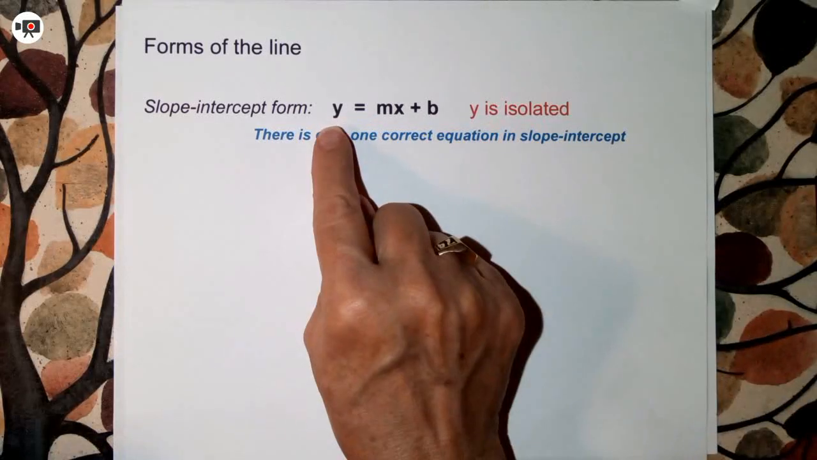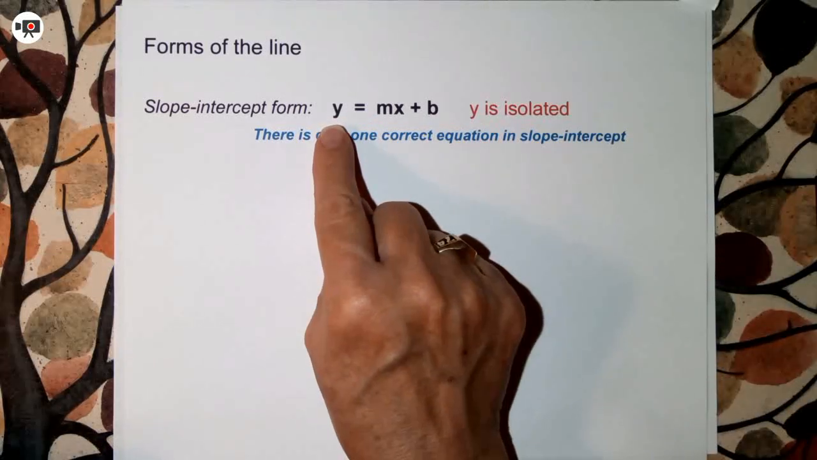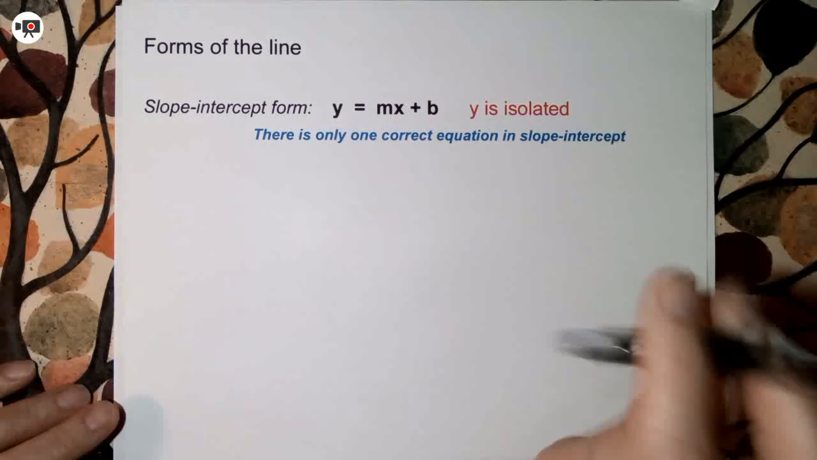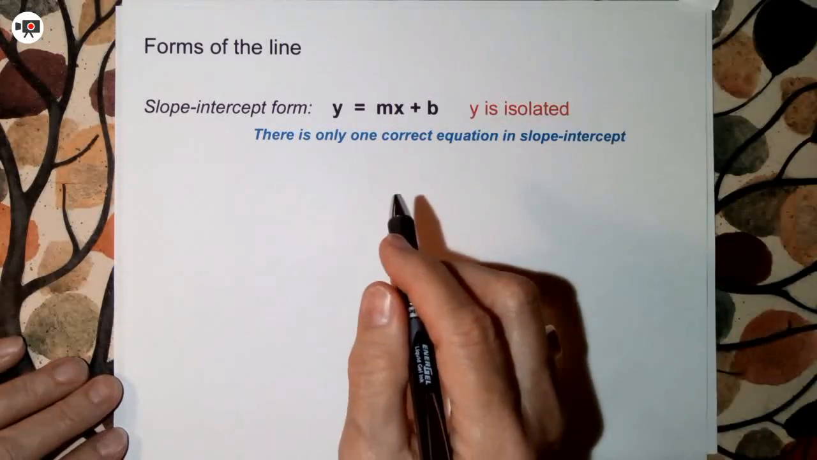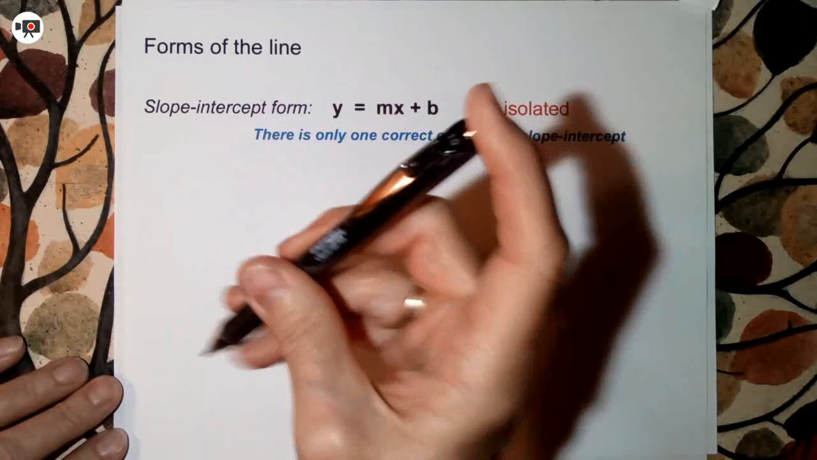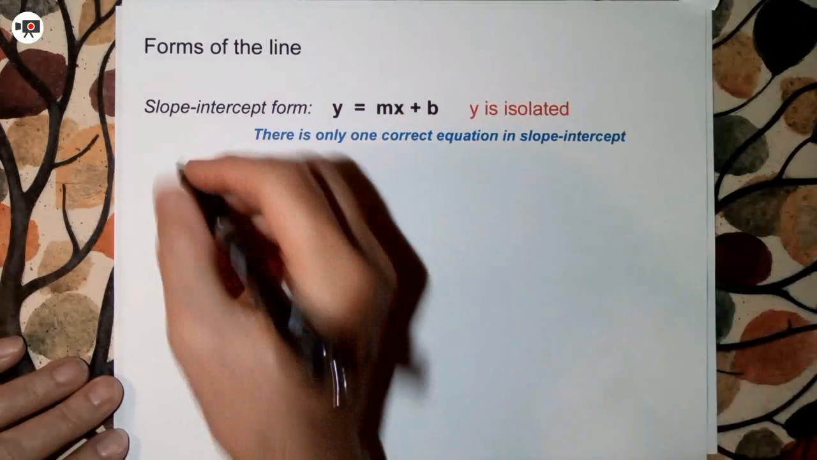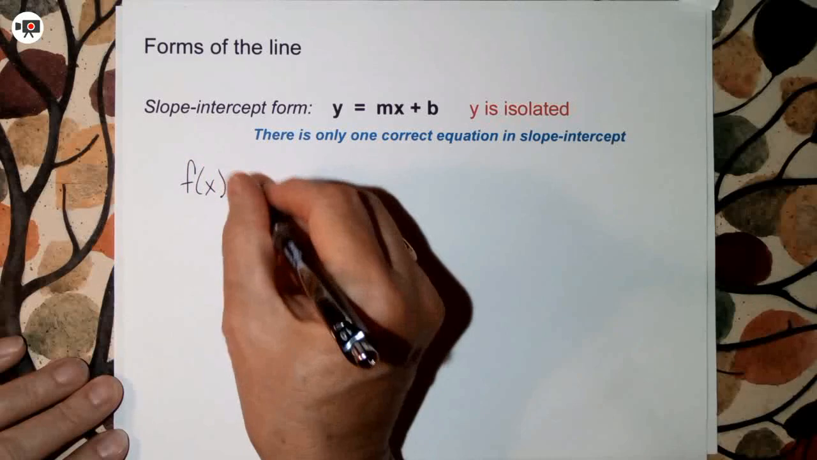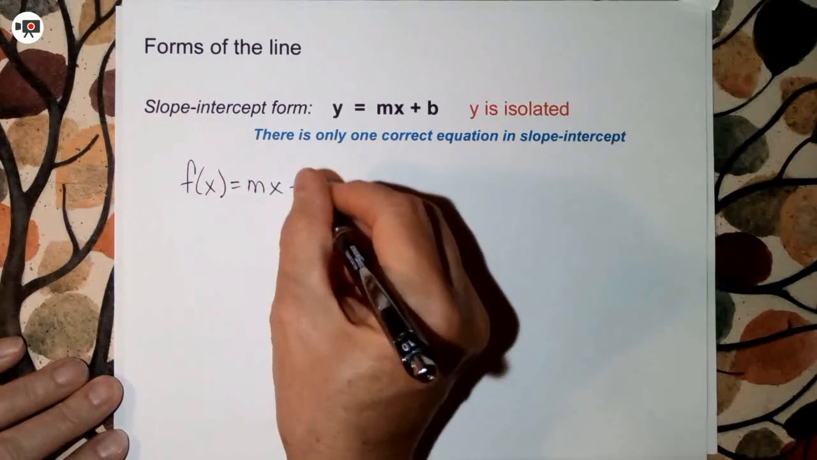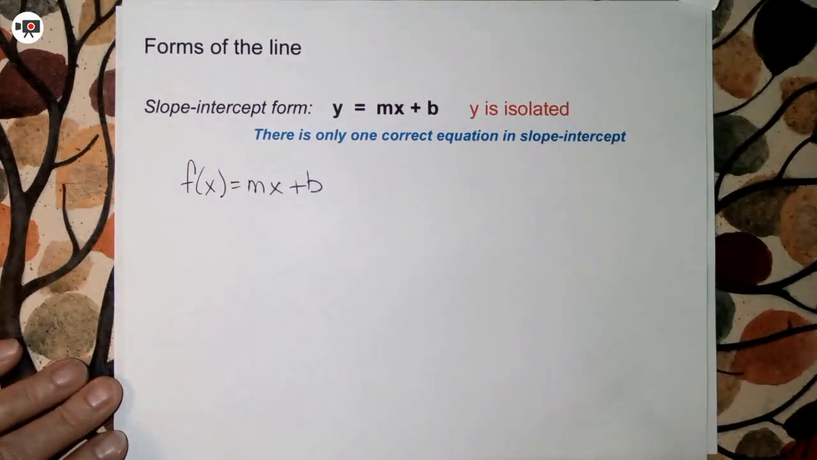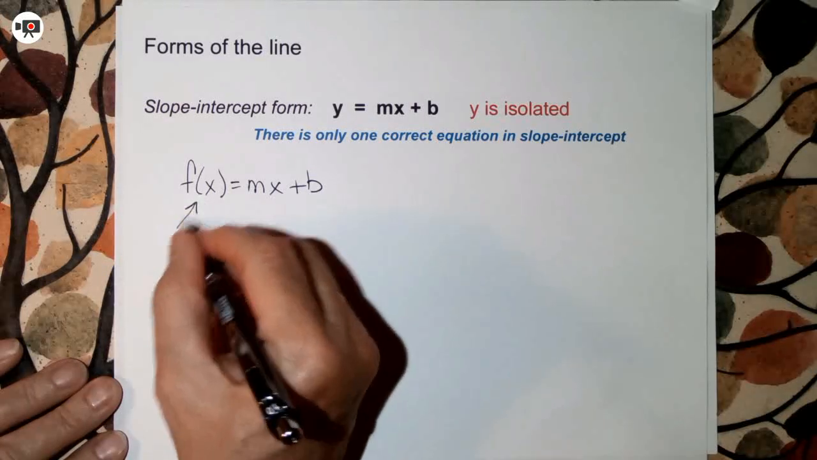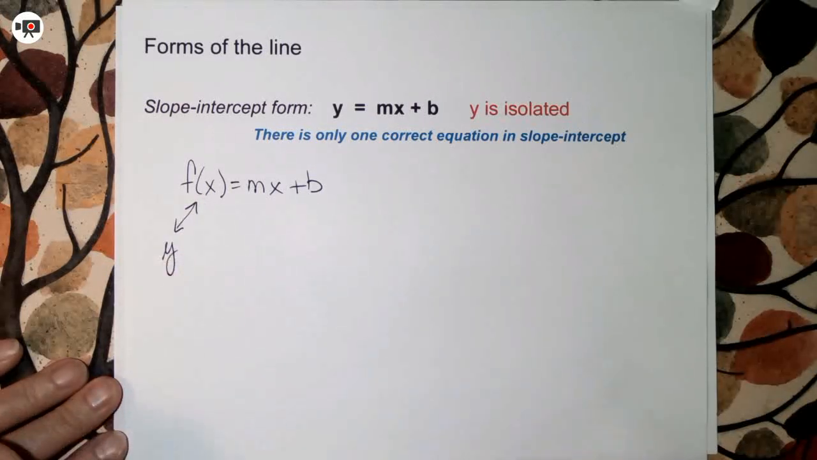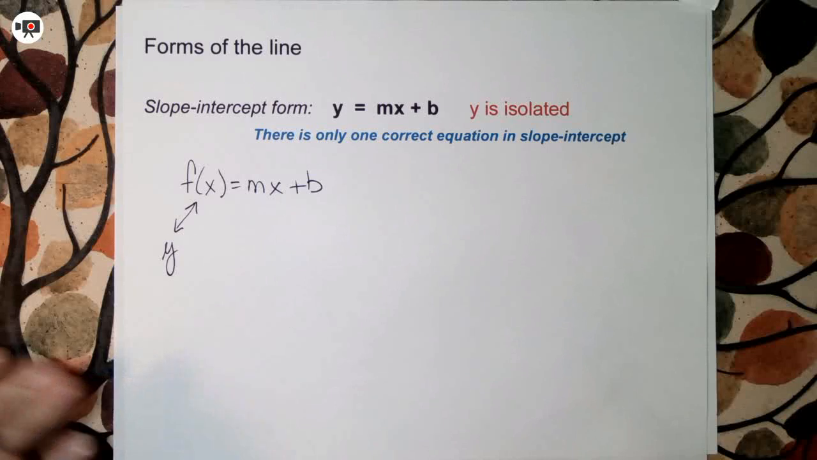When the dependent variable is isolated, that's also known as function form. Okay, so we would think of that. We could also write this as f of x equals mx plus b. Notice that the f of x is just the y. Thinking of it that way is another way to think about it, but cut to the chase, it's pretty much the same thing.